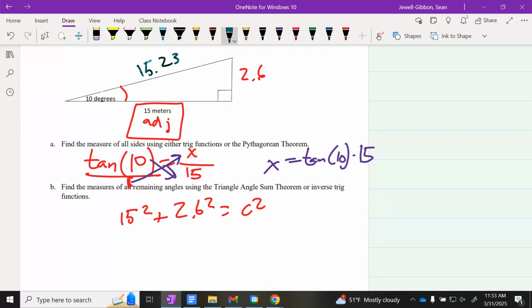Alright, and then finally here, we are just going to find our missing angle here, so our third angle. As always, we're just going to do 90 minus our first angle of 10, and that is going to give me 80 degrees.